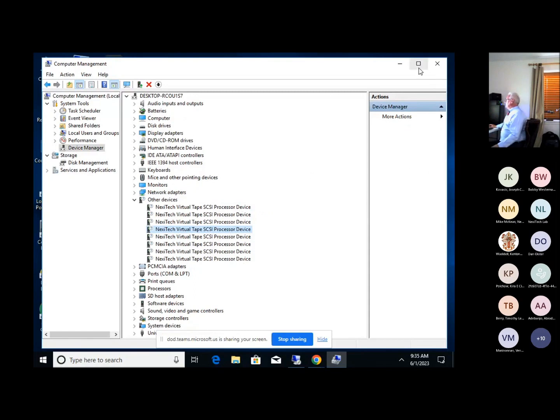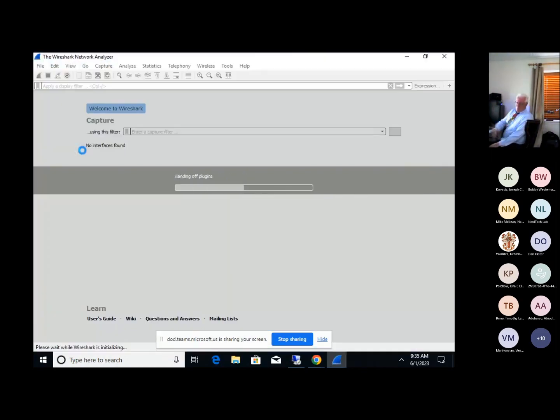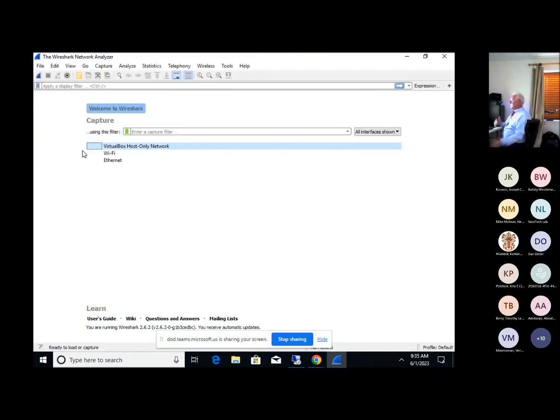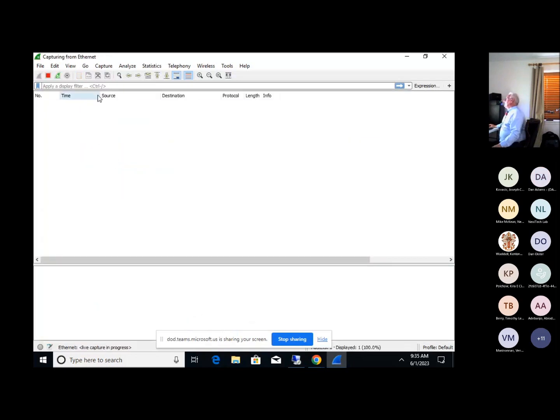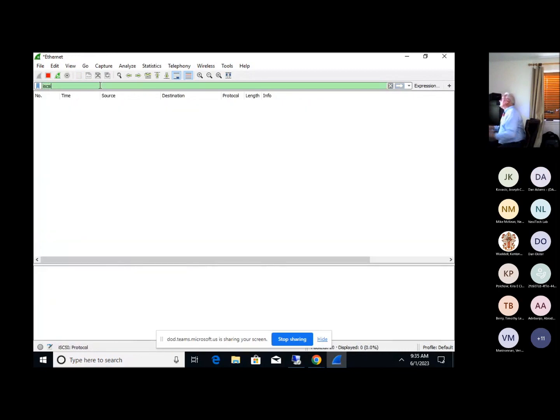So we have the 8 devices. They are visible. I'm going to go ahead and start up Wireshark, which is an open source protocol analyzer. It's going to trace all of the commands, the activity on the Ethernet connection between these 2 computers. So I will select Ethernet, and then I will also select iSCSI up here to filter out only the traffic I'm interested in, which is the iSCSI storage traffic.